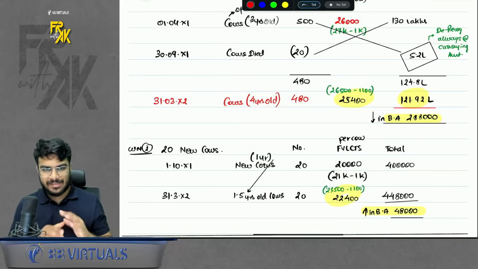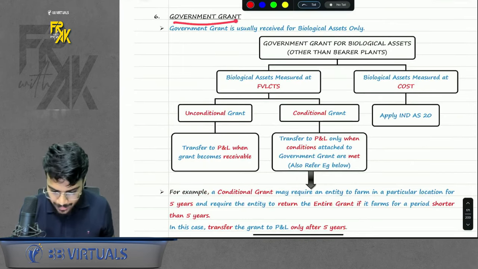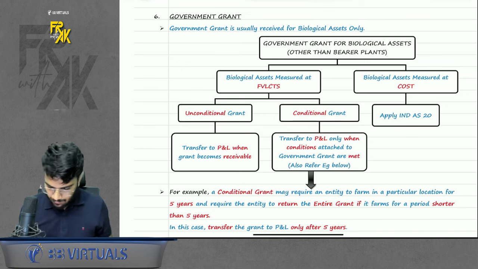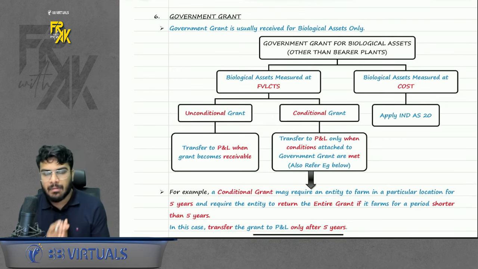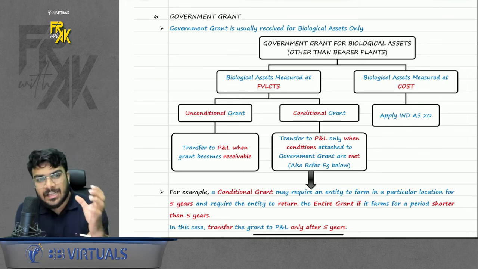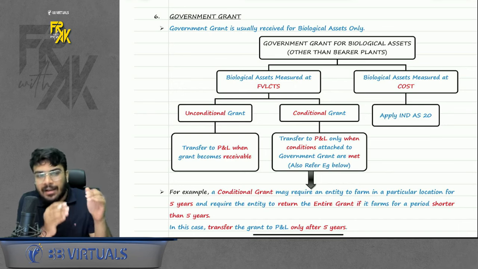Okay guys, so we revised illustration number 6. Now what we can do is we can revise this government grant point which I had left in between. So what is there in this government grant? See, in Ind AS 41, in case you remember, I told you, the assets which are covered under Ind AS 41, its government grant is also covered under Ind AS 41.